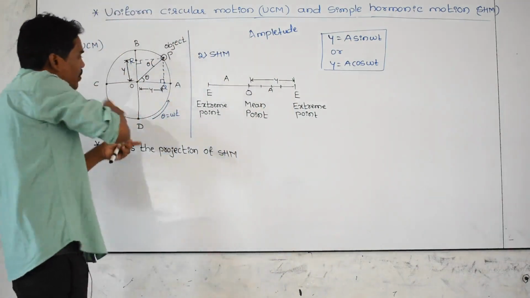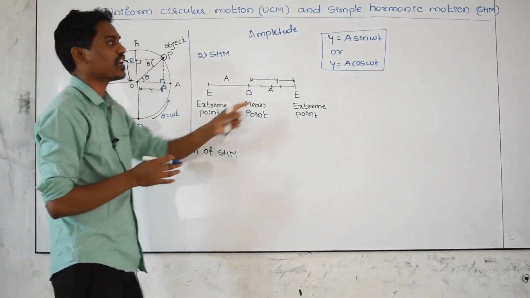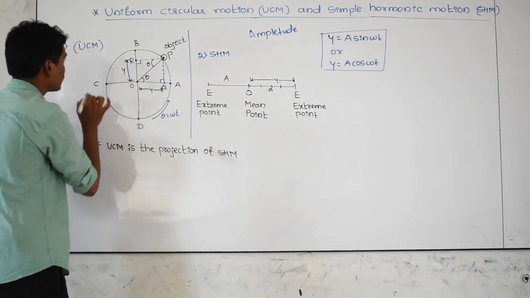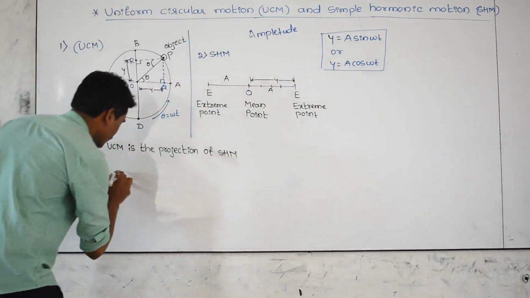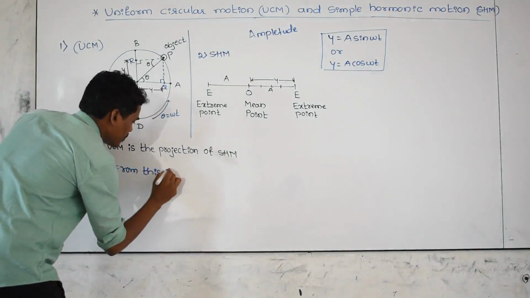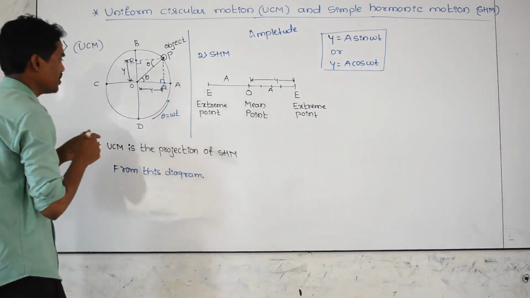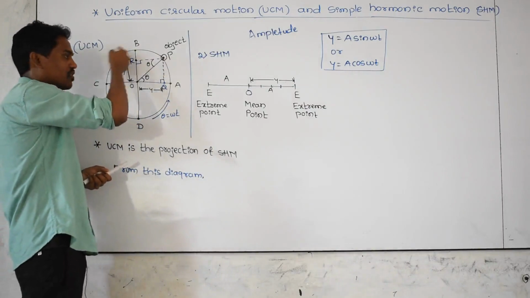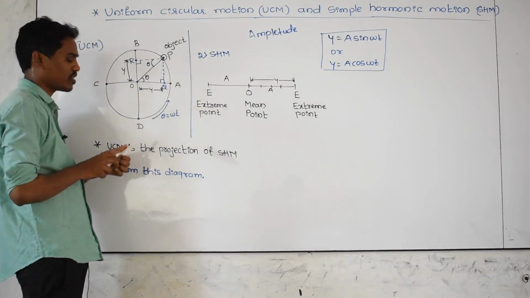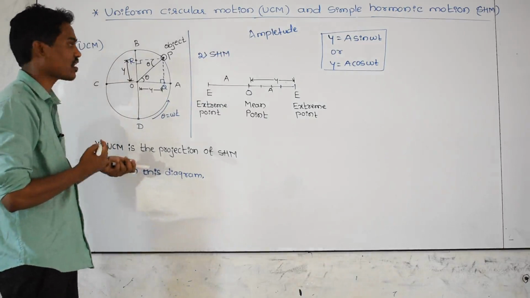And with the help of circular motion, we have to derive these two equations. From this diagram, the first diagram, let us take P as the object. Now it is revolving, rotating with constant speed, called uniform circular motion, and AC is the diameter, BD is also a diameter of the circle.